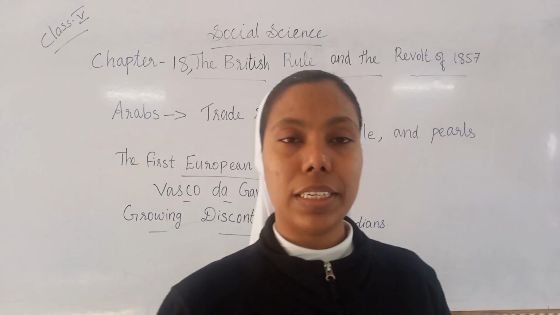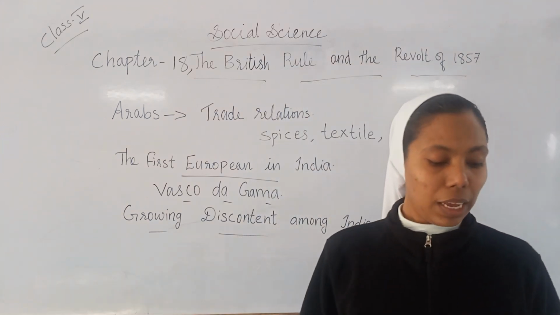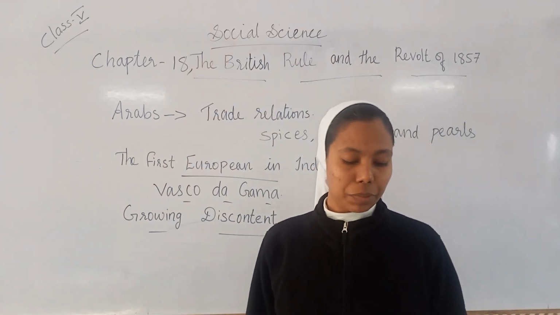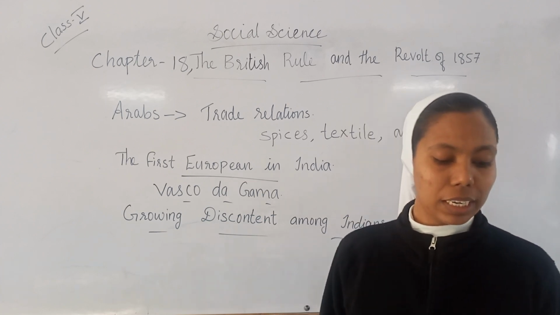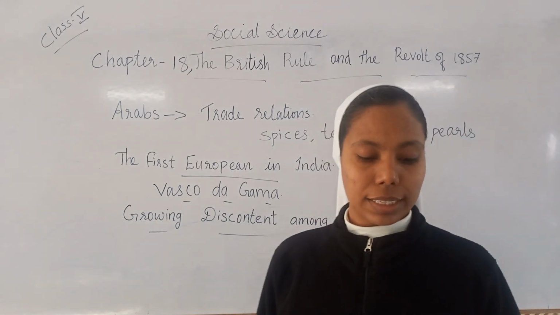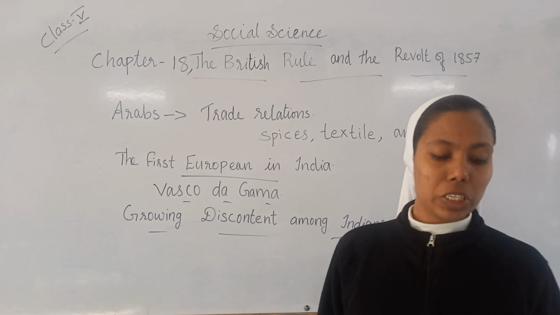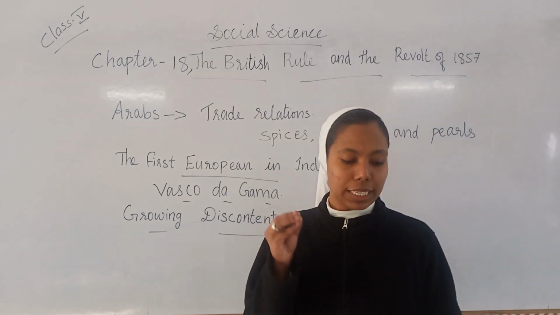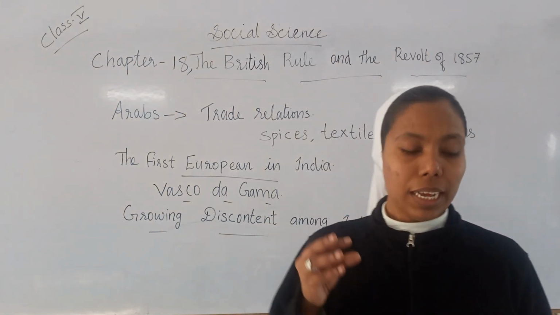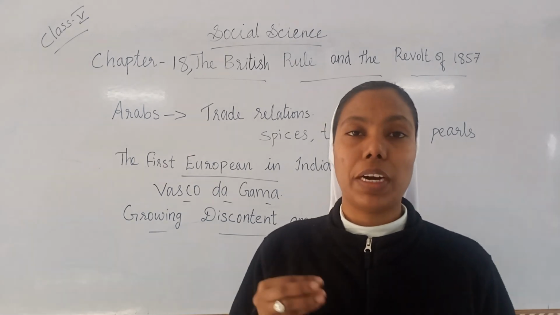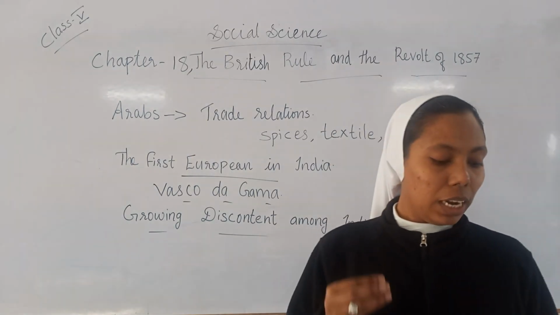In 1498 he came to Kerala. The British East India Company came to India with the intention of trading in spices, cotton, and silk cloth, medicines, perfume, precious stones, and metals. So the East India Company is the one company that came to India because of the trading.